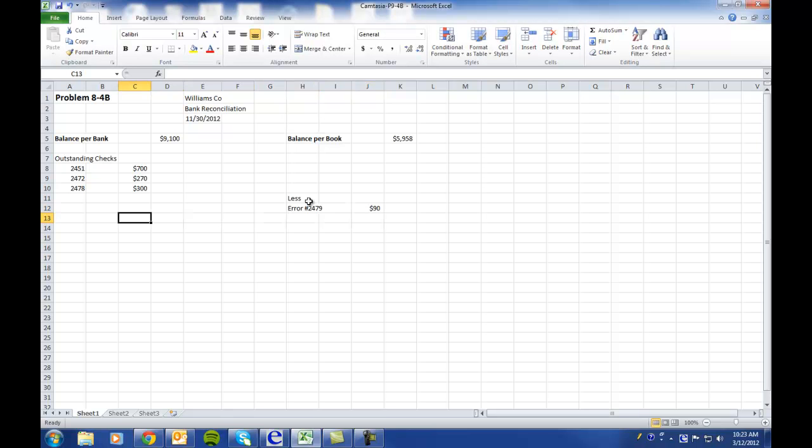Okay, then we continue on to look at the outstanding checks. So we start with check 2480. That's included in the bank statement. Check 2481 is also included. Check 2482 for $350 is not listed. So we include that in the amount.